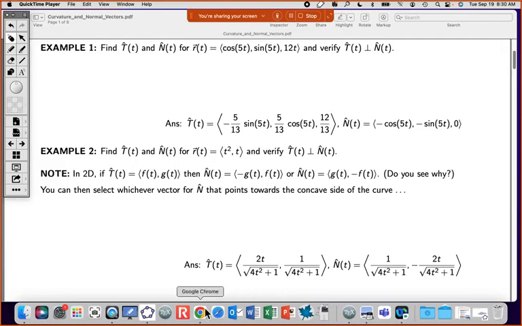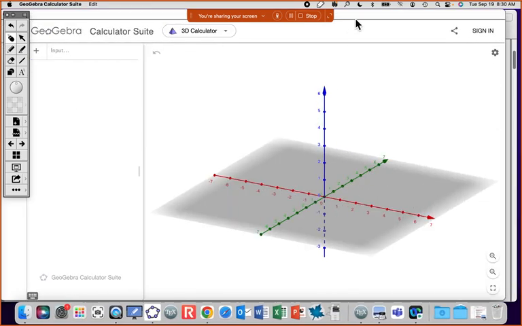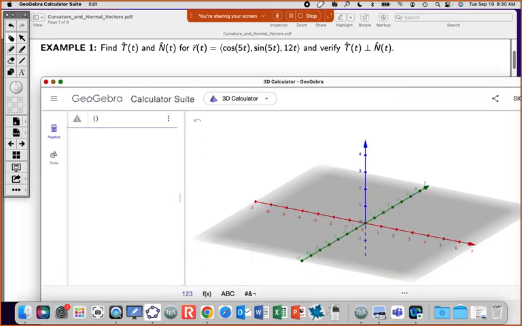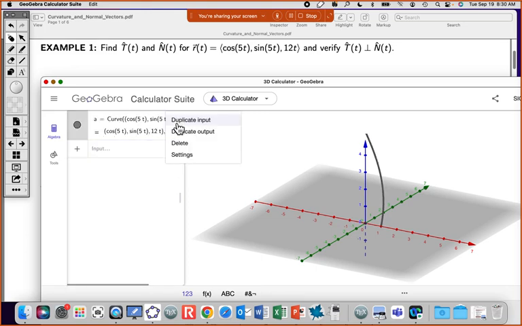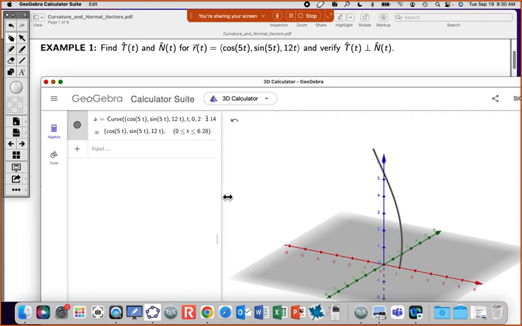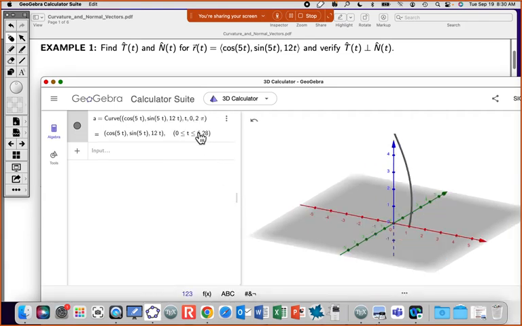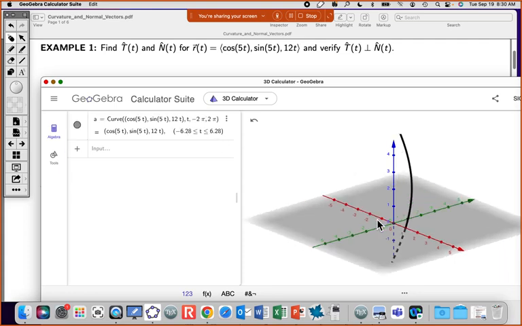So the first thing I want to put into GeoGebra is the vector valued function itself, which we can enter as parametric. So cosine of 5t, sine of 5t, 12t. And we can adjust the parameters here. Let's move it over here. So here t has gone from 0 to 2 pi. We can just put a minus 2 pi in there to get that.